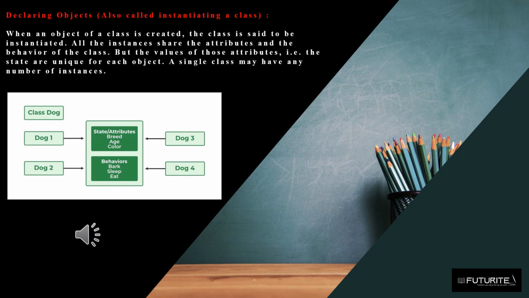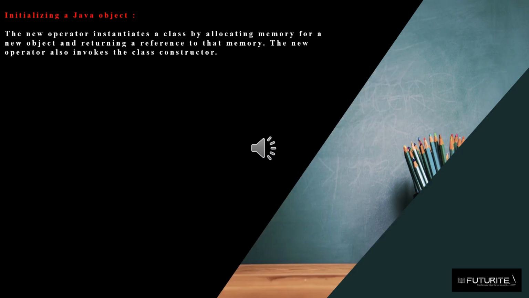A single class may have any number of instances, which means a single class can have multiple objects. For instance, here there is a class dog. Now there are four objects, dog 1, dog 2, dog 3, dog 4 of class dog. Class dog has a state or attributes, breed, age, color, and behaviors like bark, eat, and sleep. So all the four objects are able to access all the state or attributes and all the behaviors of class dog.